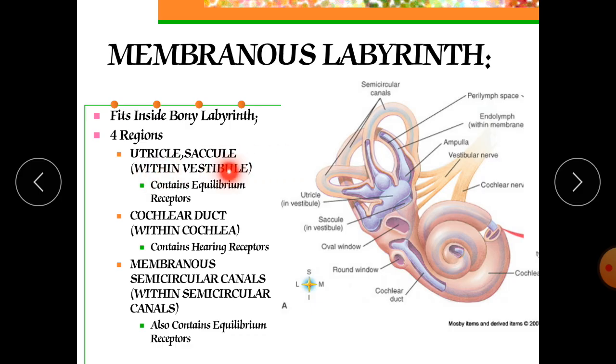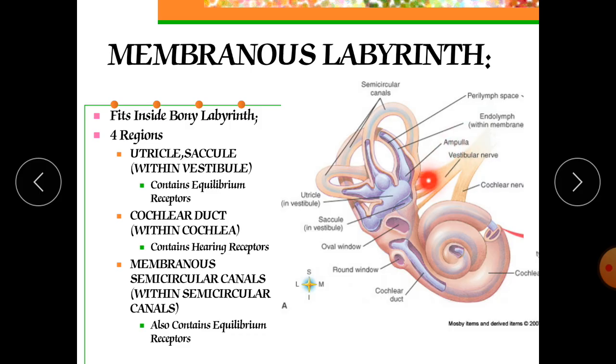The utricle and saccule, these two within the vestibule, which we already discussed, contain equilibrium receptors, which are responsible for maintaining our equilibrium, our balance. The cochlear duct within the cochlea contains the hearing receptors, required for sound hearing. The membranous semicircular canals also contain equilibrium receptors. So these three parts contain the equilibrium receptors, which we require for balancing.